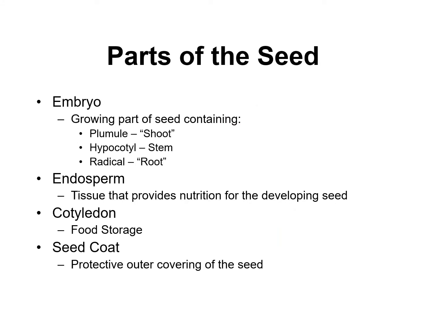Parts of the seed. The seeds are really important because they help ensure the survival of the species by allowing plants to go different places. The embryo is basically the part of the seed that is the active organism part. So you have a plumule, which is like a little shoot. You have a hypocotyl, which is a stem, and then a radicle, which is going to be the root. So this is the growing embryo inside of things like beans and different types of seeds.